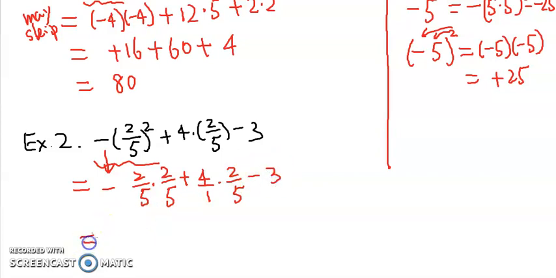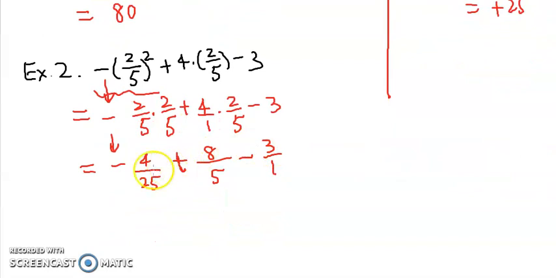And next, we're going to multiply these two fractions, keeping the minus sign. Multiply straight across. 2 times 2 is 4. 5 times 5 is 25. And here we also multiply straight across, because we don't have anything to reduce. We get 8 over 5. Minus 3, I'm going to go ahead and put a 1 under there to change it to a fraction, so we can equalize the denominators.